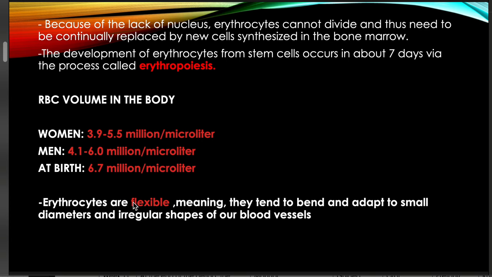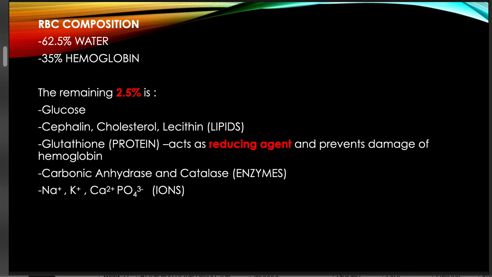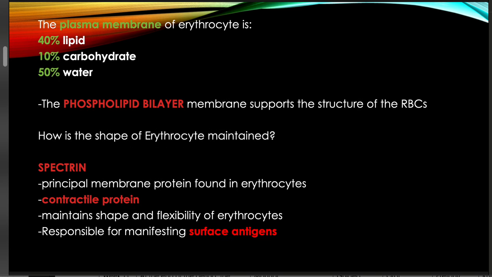Erythrocytes are flexible, meaning they tend to bend and adapt to the small diameters and irregular shapes of our blood vessels. Your RBC is 62.5% water, 35% hemoglobin. The remaining 2.5% is glucose, cephalin, cholesterol, lecithin or your lipids, glutathione, protein. They act as reducing agents and prevent damage to hemoglobin. Carbonic anhydrase and catalase, your enzymes, sodium, potassium, calcium, and phosphate ions.